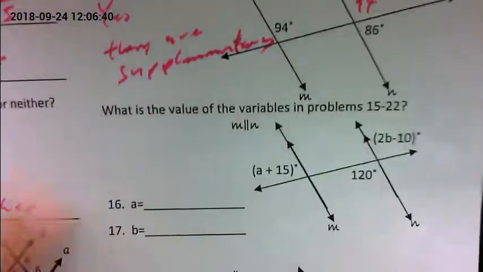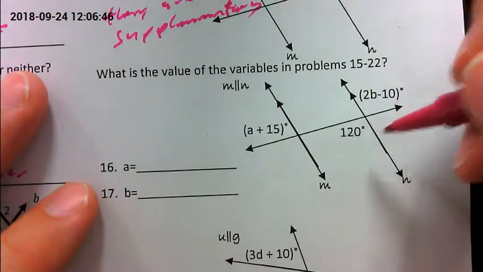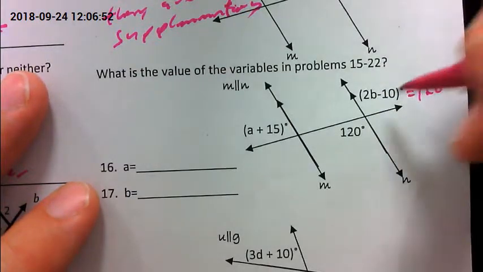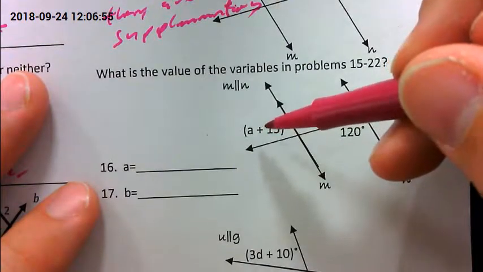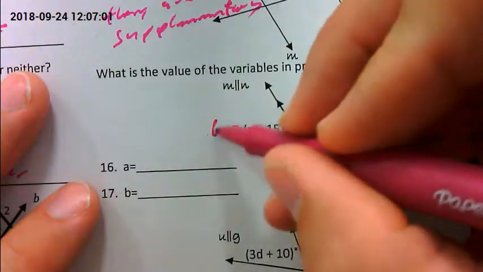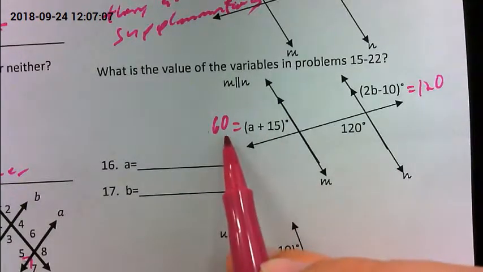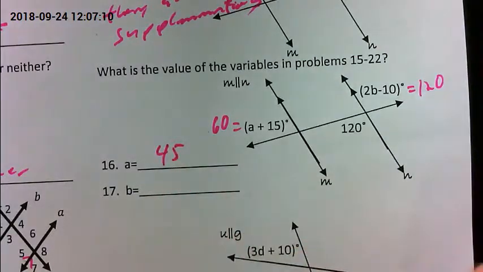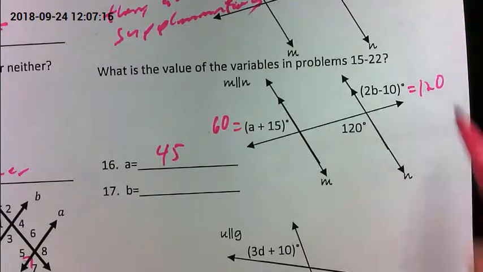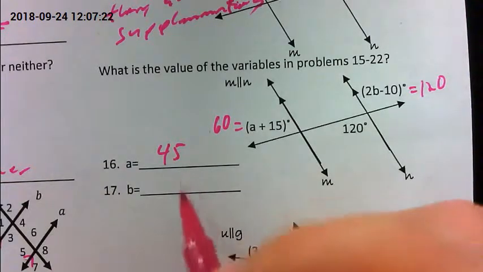On 16, you have to set up an algebraic problem here. So we know this one's 120. The one that B's in should also be 120. So we're saying that one equal to 120. This one, however, should be supplementary with those 2, right? So that should be 60. So we're going to set that one equal to 60. So we solve for A, subtract 15, and A would be, for B, we'd have to first move the 10 over by adding it. So that gives us 130. Divide by 2 and you get, what was it? 65.